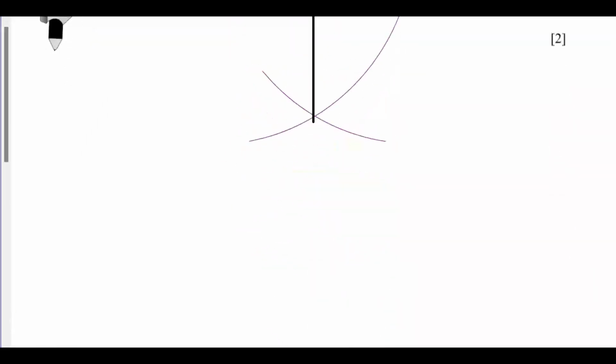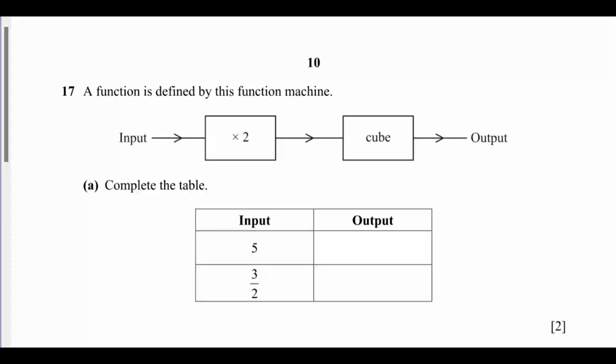That will be question 17. A function is defined by the function machine. The input you multiply by 2, then you cube the result and you have your output. Complete the table for 5. So 5 is the input multiplied by 2, that will be 10. So if you cube it, that will be 10 times 10 times 10, that will be 1000.